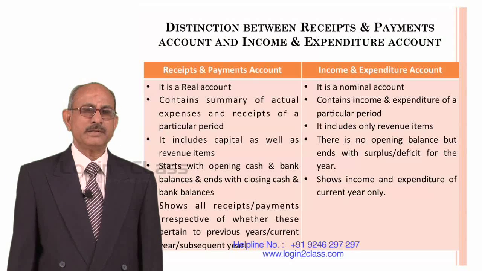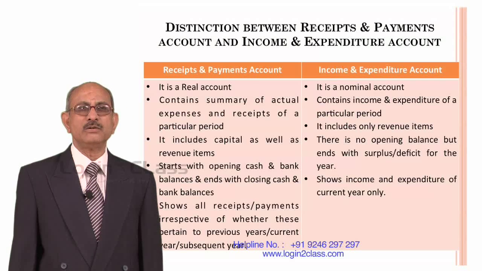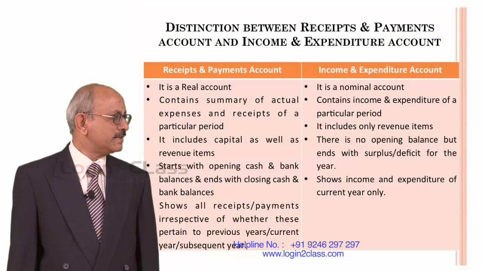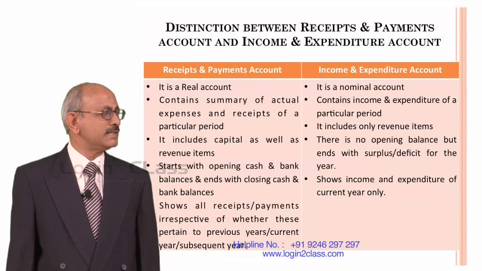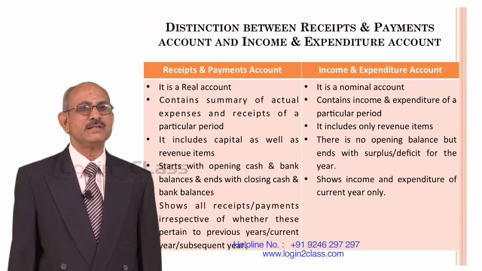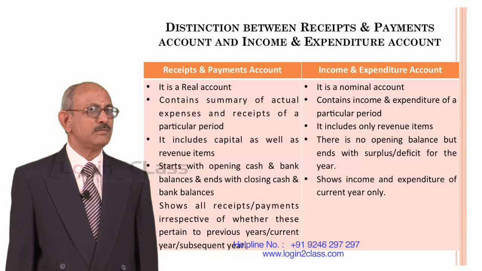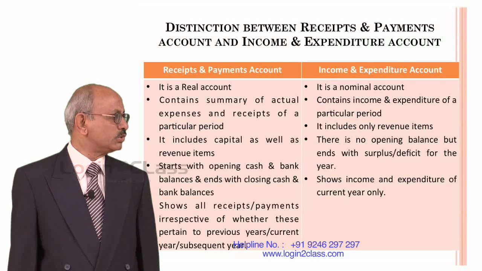In the case of a receipts and payment account, it always starts with an opening cash and bank balance and always ends with a closing bank and cash balance. Whereas in the case of income and expenditure statement, there is no opening balance, but it ends with a surplus or deficit of the year. That means only the surplus or the excess of income or expenditure, or the deficit, that is the excess of expenditure over income, is shown.